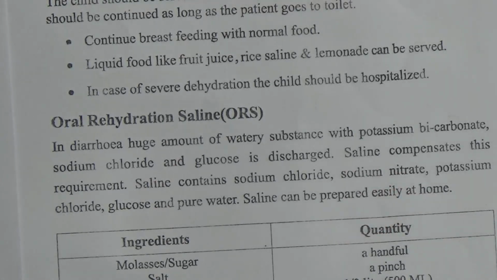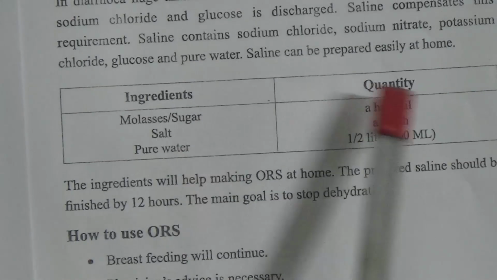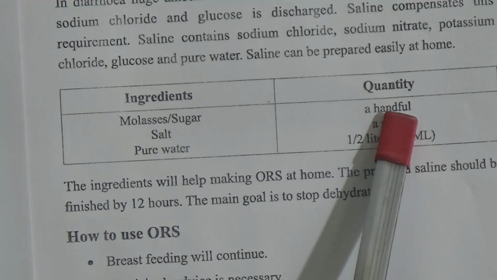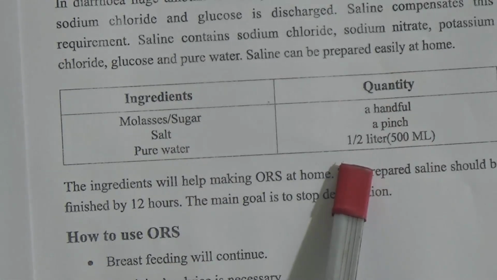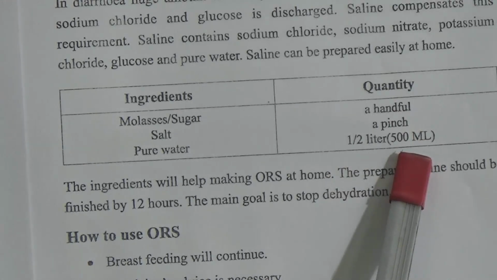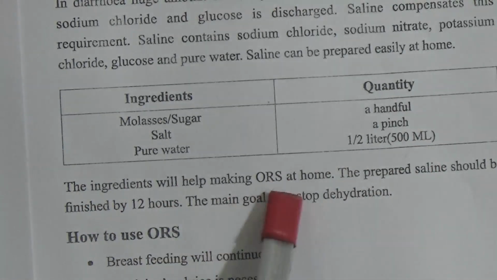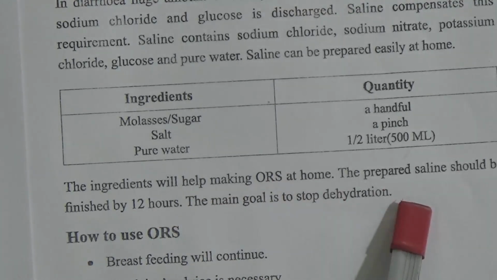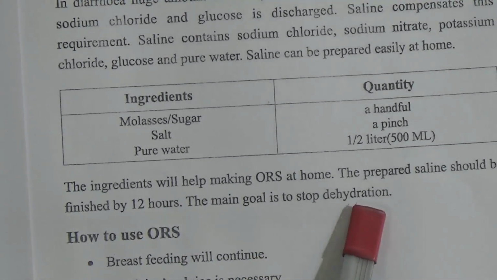We have to take molasses or sugar, salt, and pure water to make saline. Molasses or sugar in a handful quantity, salt a pinch, and pure water half a liter, that means 500 milliliters. These ingredients will help make ORS at home. The prepared saline should be finished within 12 hours. The main goal is to stop dehydration.